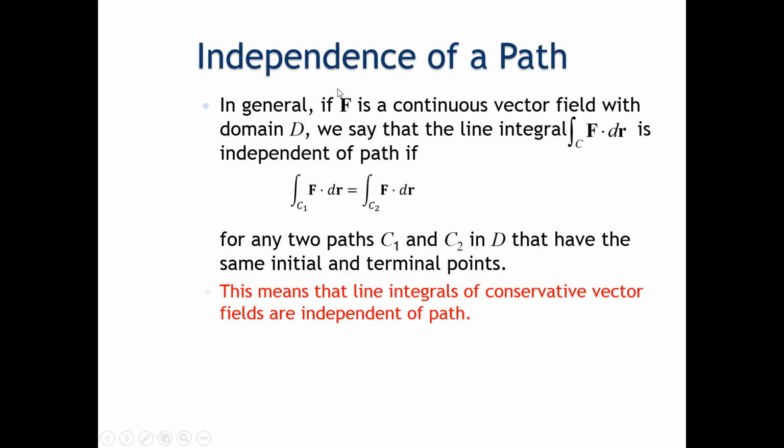So this leads us to the idea of independence of path. In general, if F is a continuous vector field with domain D, we say that the line integral of F dot dr along the curve C is independent of path if the integral of F dot dr along C1 is equal to that along C2 for any two paths C1 and C2 in D that have the same initial and terminal points. So this means that line integrals of conservative vector fields are independent of path, and this is actually the immediate consequence of the fundamental theorem of line integrals.